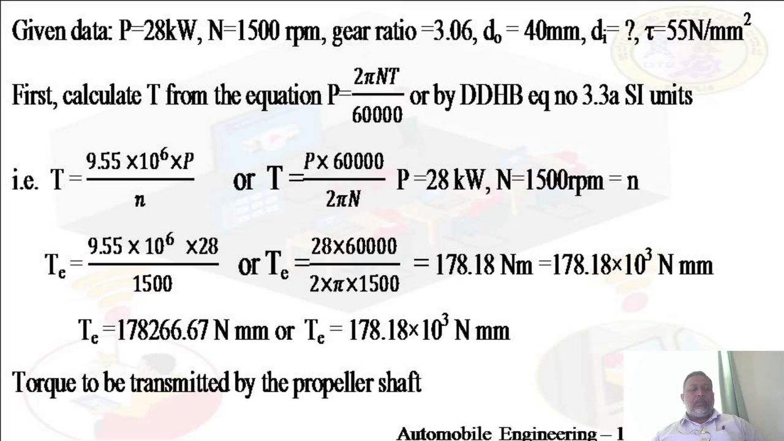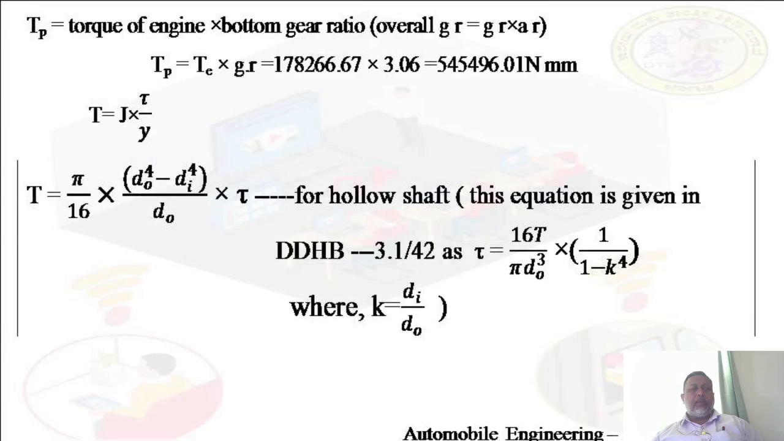So the torque transmitted by the propeller shaft is obtained with the help of the gear ratio, and it is given by torque of the propeller shaft is equal to torque on the engine into gearbox ratio, that is bottom gear ratio. So when you multiply, you will have 545496.01 or 5.49 into 10 raised to 3 Newton mm. So after getting torque of the propeller shaft, this torque is to be adopted in the equation 3.1 of the data handbook for hollow shaft.